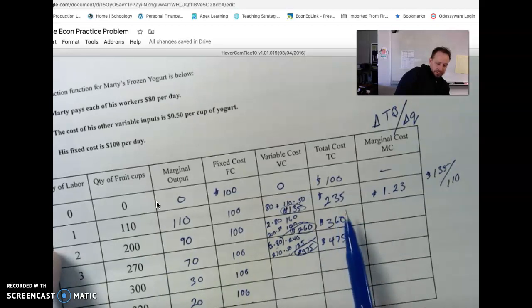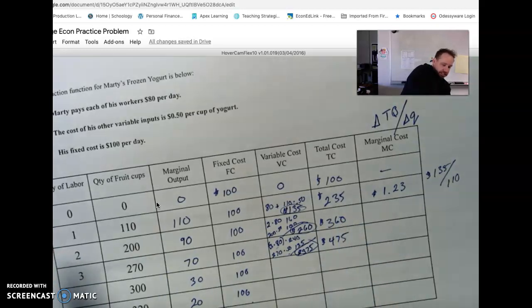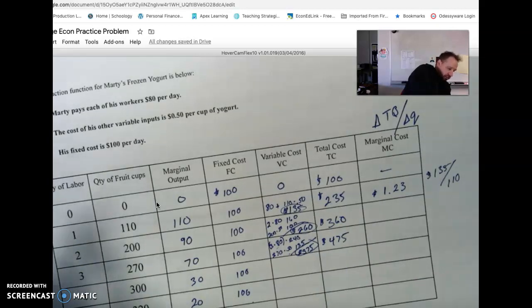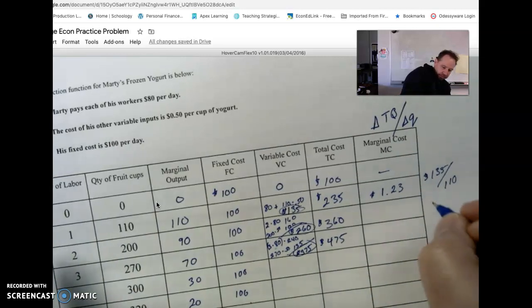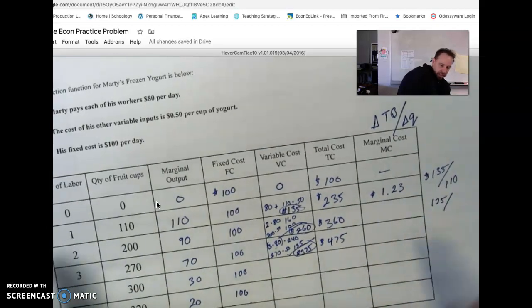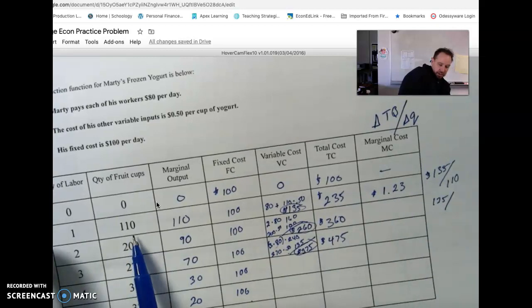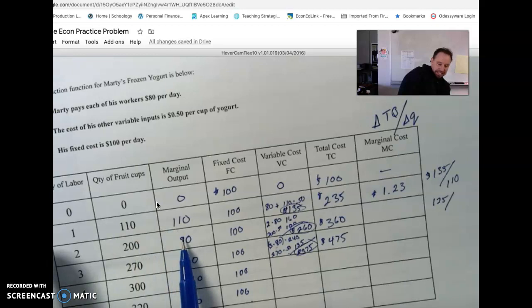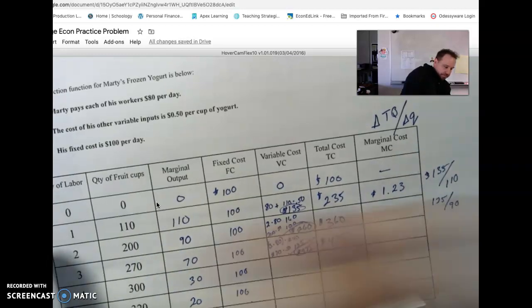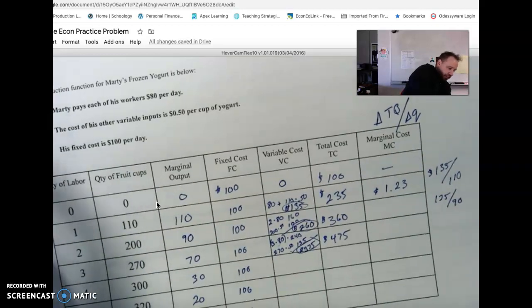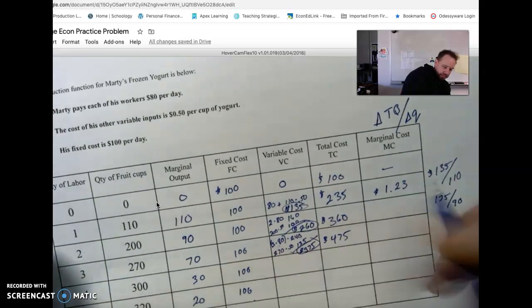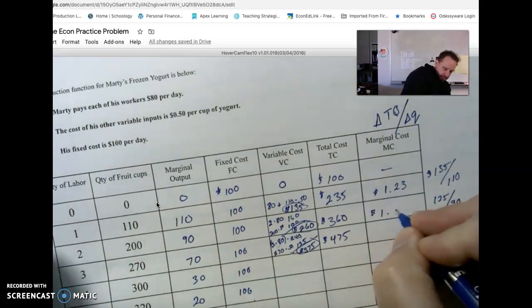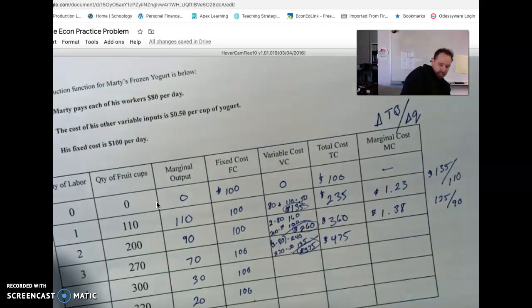Let's do the next one. We go from 235 up to 360. So our change in total cost is 125. We divide that by our change in quantity, which is 90. So we take 125 divided by 90, and I get $1.38 as my marginal cost.